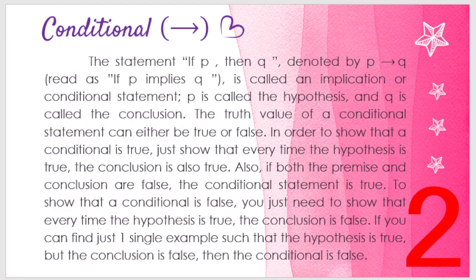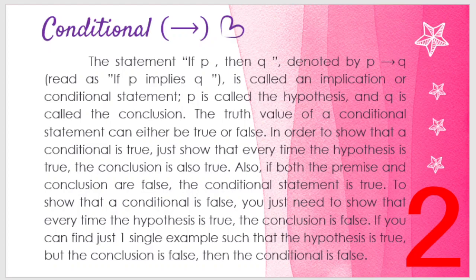Conditional: the statement "if P, then Q," denoted by P implies Q and read as P implies Q, is called an implication or conditional statement. P is called the hypothesis and Q is called the conclusion. The truth value of a conditional statement can either be true or false.